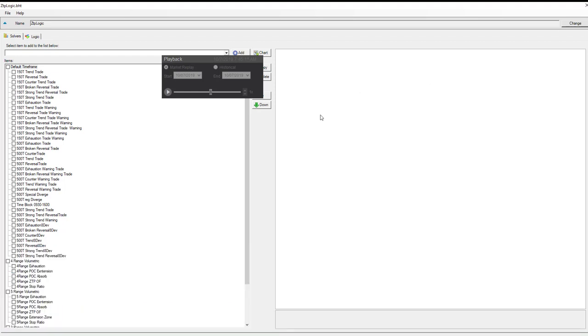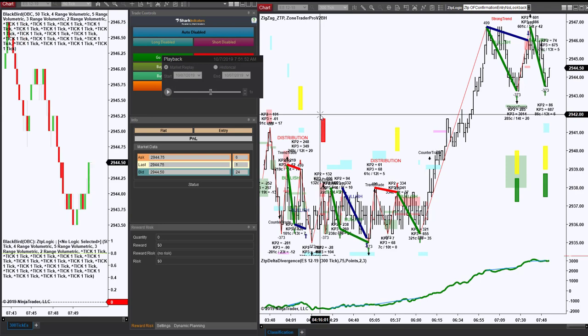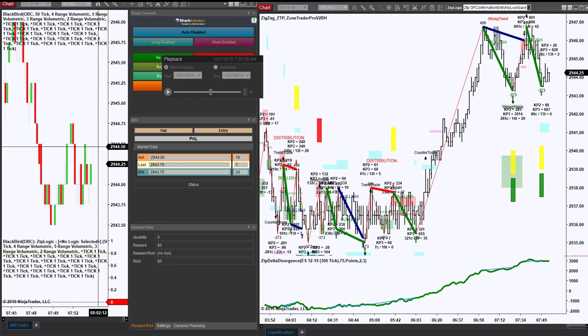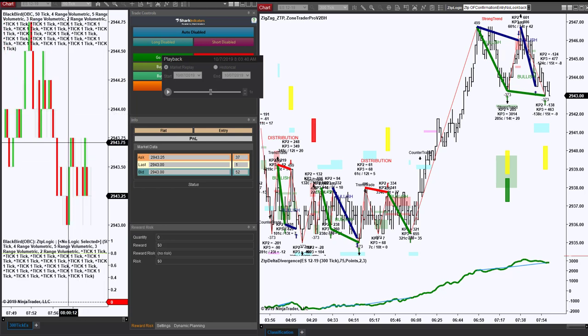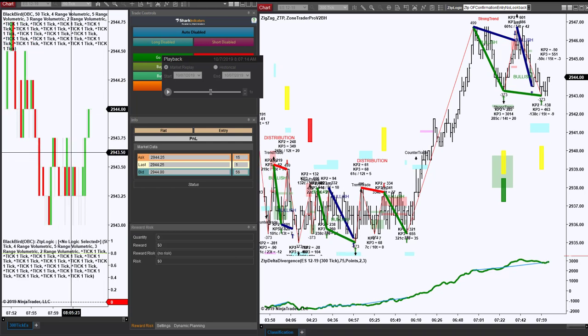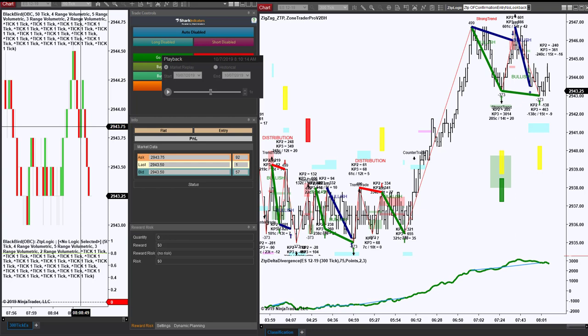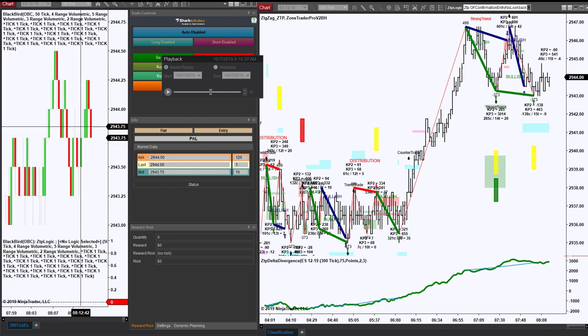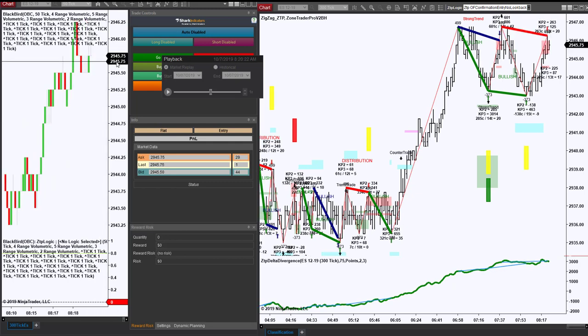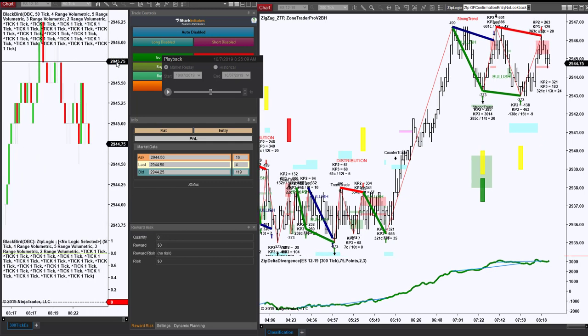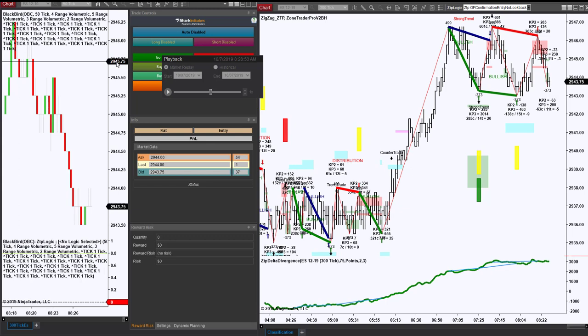Now, the second reason that we're doing this is because during my testing, I found out that we wanted the bar to close over here in order to trigger the BlackBird entry strategy. So that's why we are putting this on the chart all by itself. We don't need anything else.